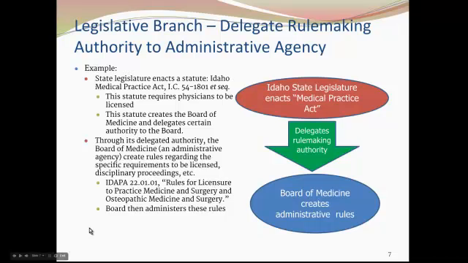Specifically, the Idaho legislature enacted the Medical Practice Act, which defines what the practice of medicine is, makes it illegal to practice medicine without a license, and creates the Board of Medicine to oversee the licensure of physicians in the state. In the Medical Practice Act, the legislature grants the Board of Medicine authority to issue administrative regulations or rules that govern its operations. These regulations then have the force of law over physicians practicing in the state.